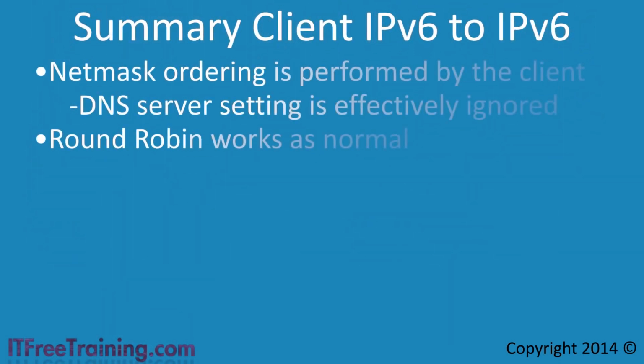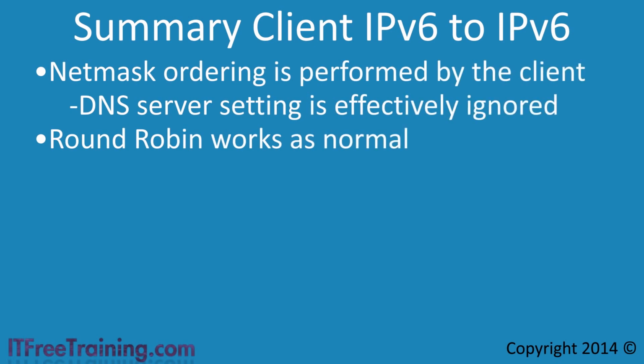Lastly, if your client is using an IP6 address and requests an IP6 address, Netmask Ordering is performed by the client. This means the Netmask Ordering setting on the server is effectively ignored, or basically has no effect. Round Robin still works as normal. As you can see, there is not much to Round Robin and Netmask Ordering, but there are a couple of tricks that, if you are not aware of them, can cause it to work not as expected, particularly when IP6 is used. With careful planning, you should be able to get a good result on your network.